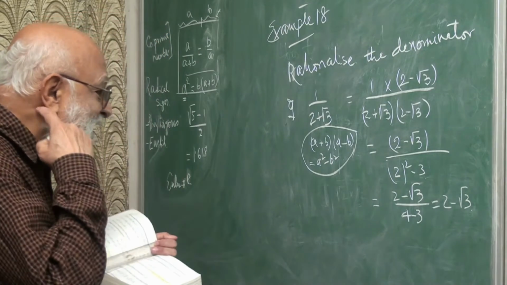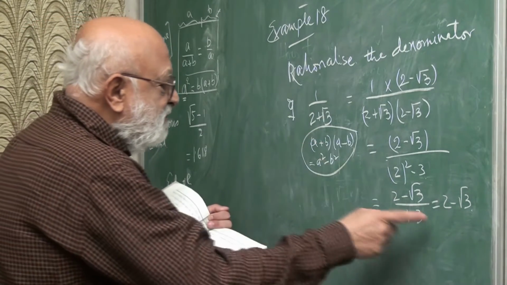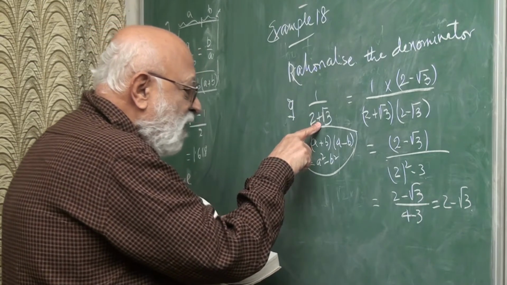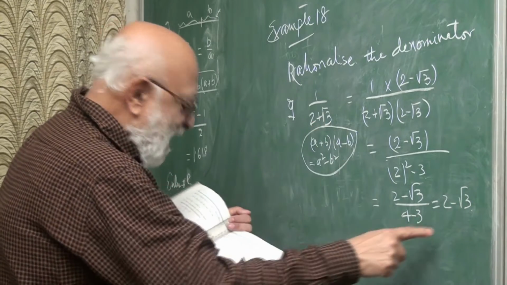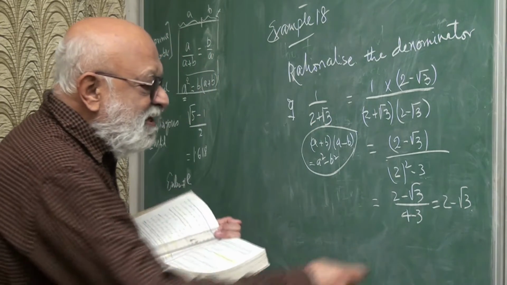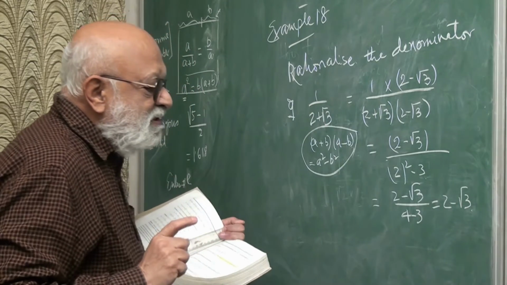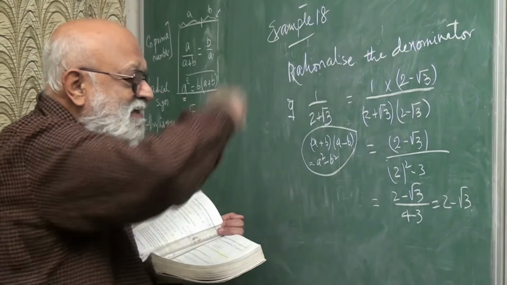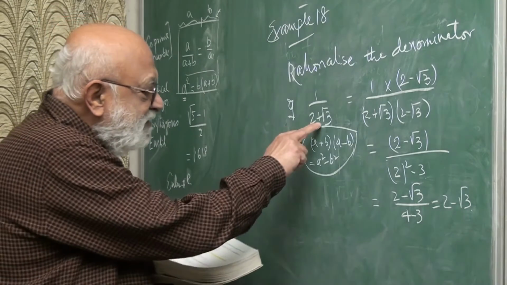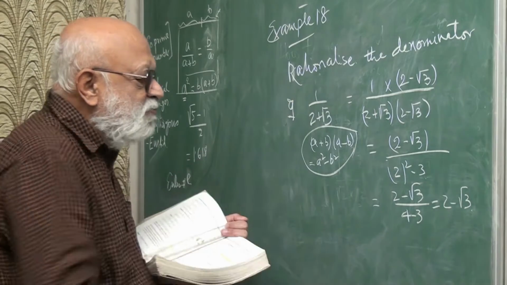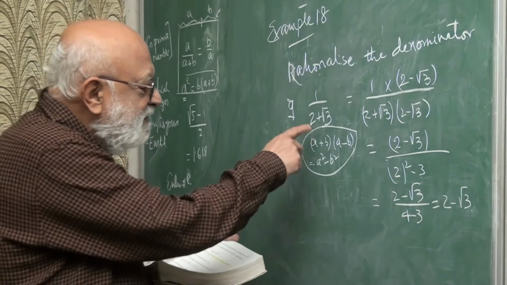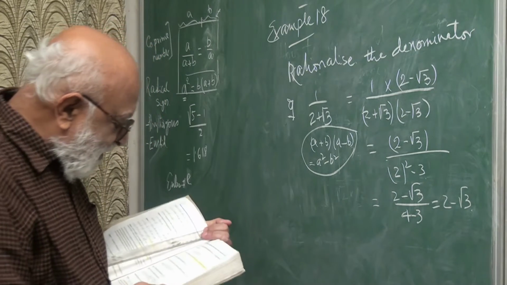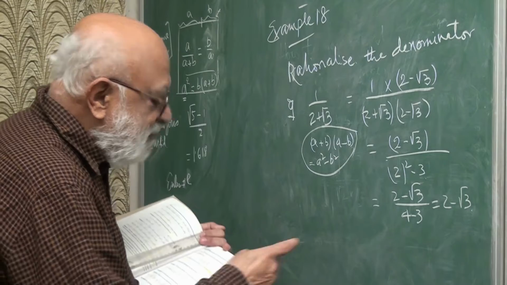So we can always find this. If at the denominator you have 2 plus root 3, at the numerator you will definitely get 2 minus root 3. So in some cases, in MCQs, you don't have to go through these calculations. If you see a plus here, you put a minus: 2 minus root 3. If you see a minus, you put 2 plus root 3. Okay, this is done.